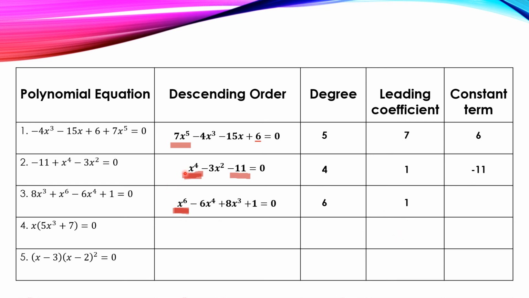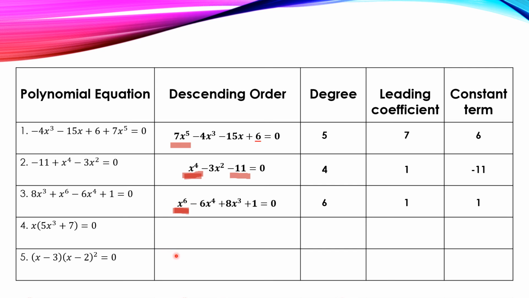So, same lang siya dito sa number 2. Ayan. So, variable lang and then the exponent. And ang ating constant term is 1. Okay, that's it for our third item. Now, let's proceed to our fourth item. X times the quantity of 5x cubed plus 7 is equal to 0. What is the descending order?